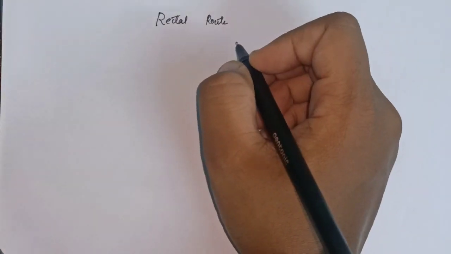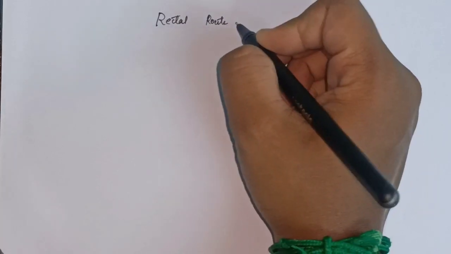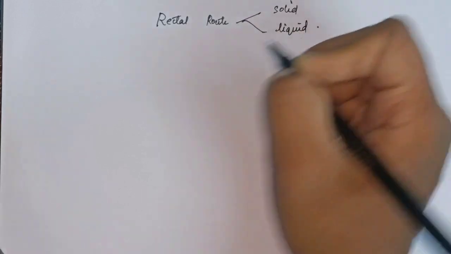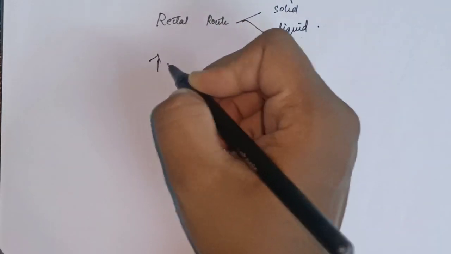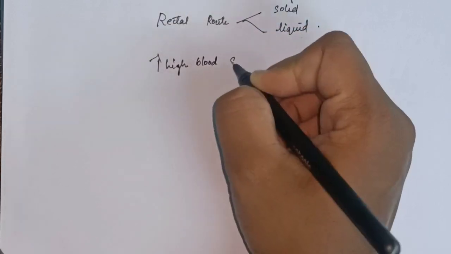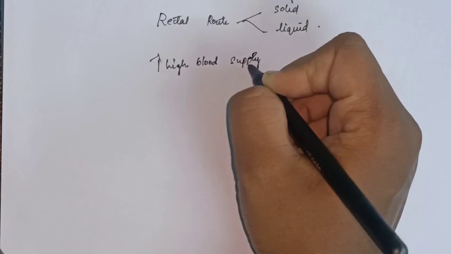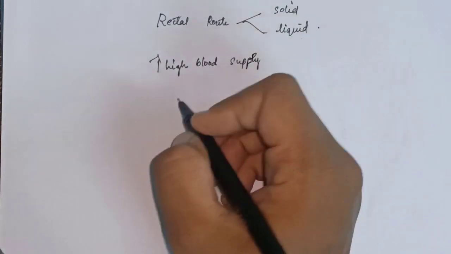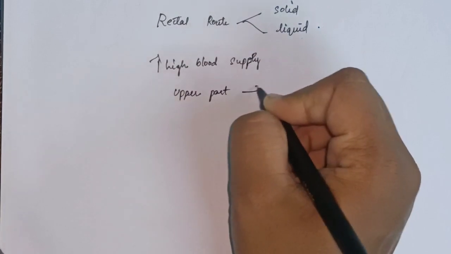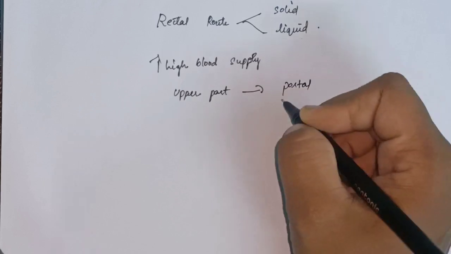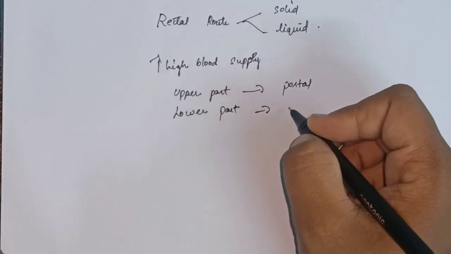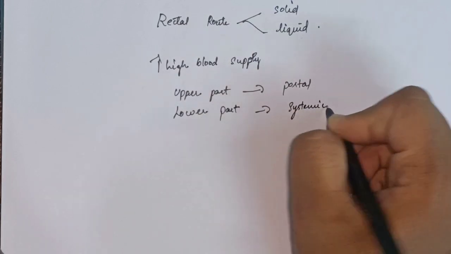Rectal route is through your rectal or anal region. Okay. It has two forms, that is solid and liquid forms. This rectal region has high blood supply, so the absorption will be very good. The upper part of rectum will reach the portal circulation, and the lower part of rectum will reach the systemic circulation. So it has both the effects.